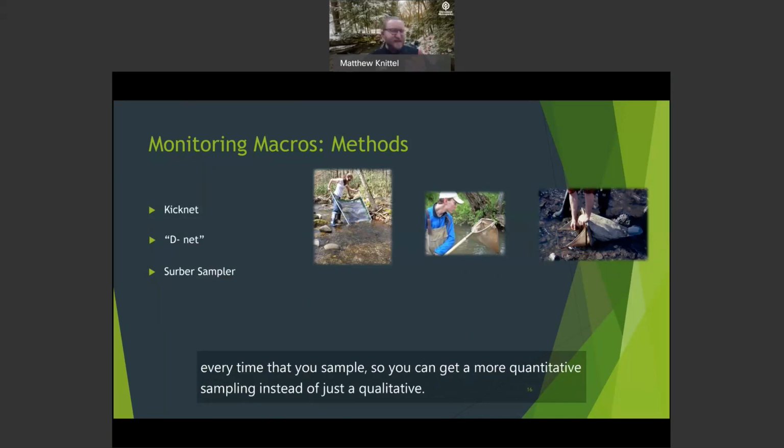Depending on the type of study you're doing, it could matter, but for basic stream quality, you can just use a kick net or D net, and you're able to just use that qualitative sampling.